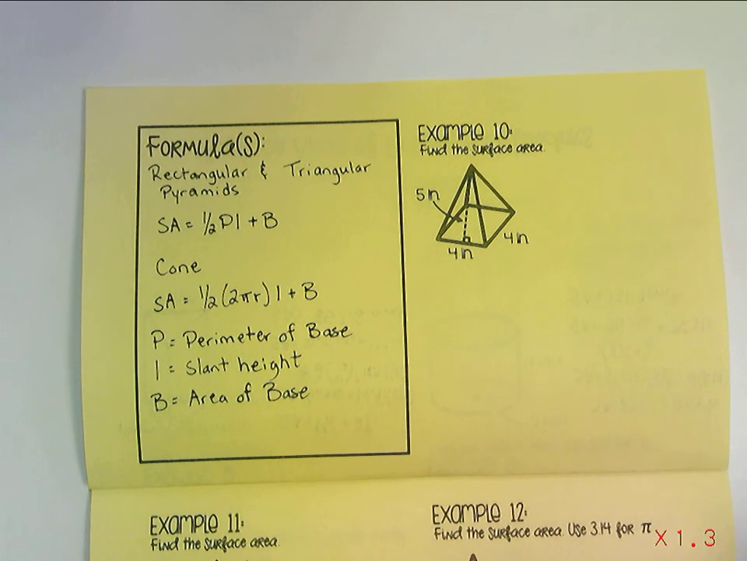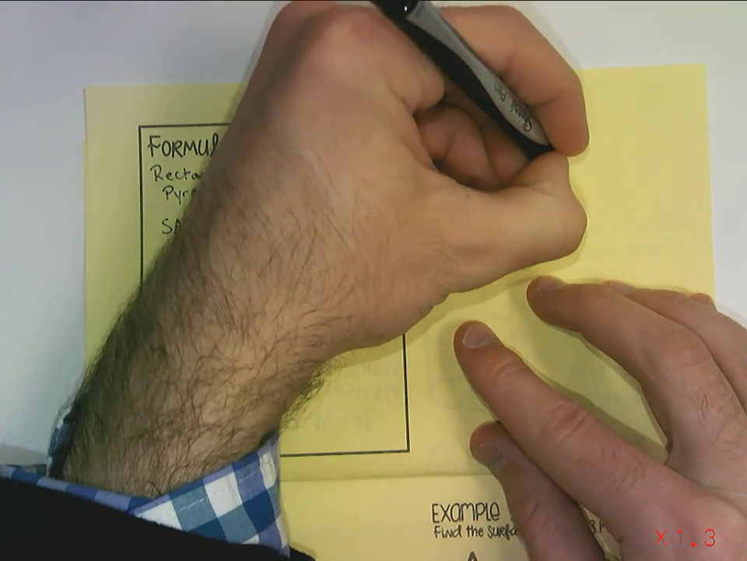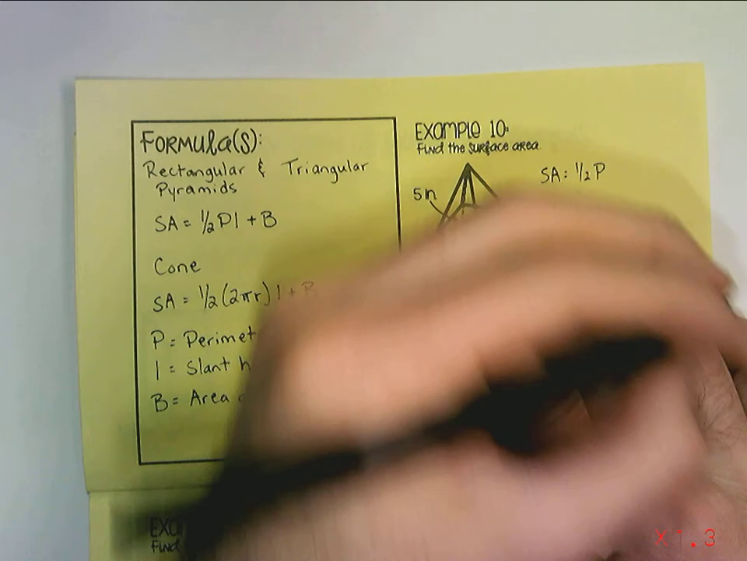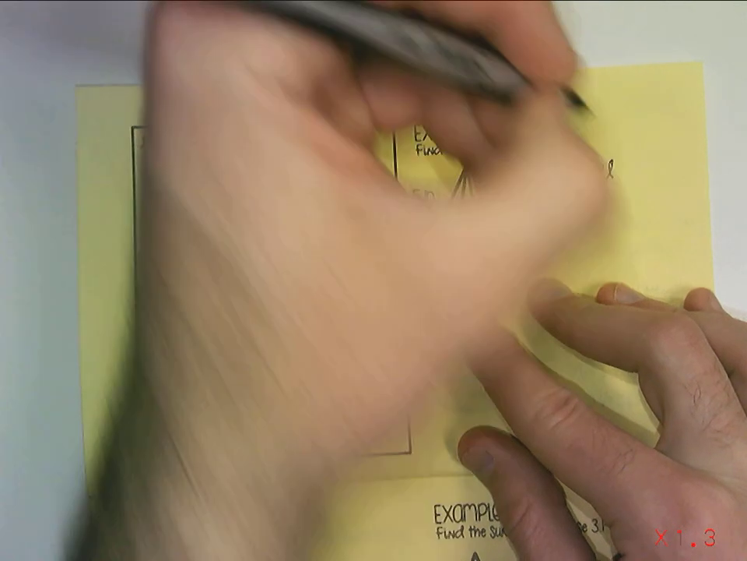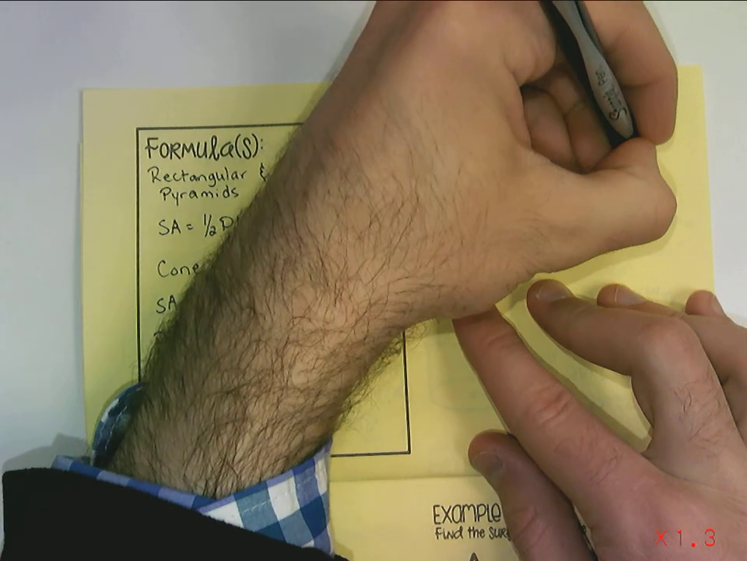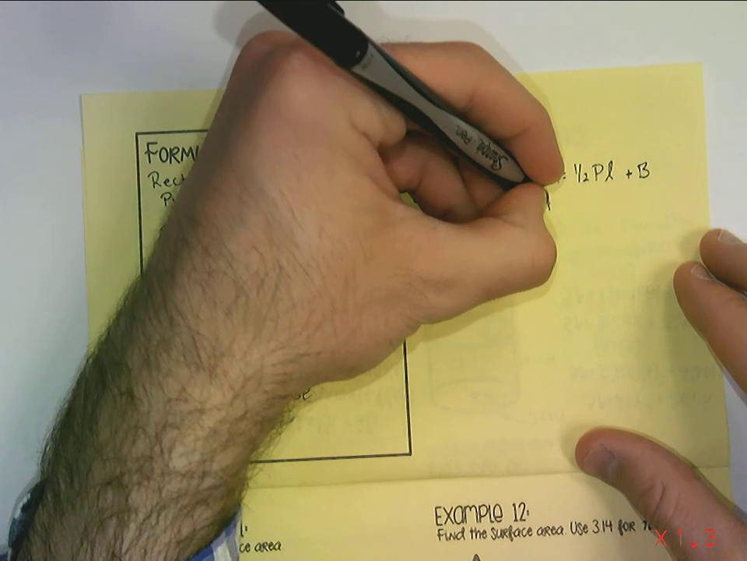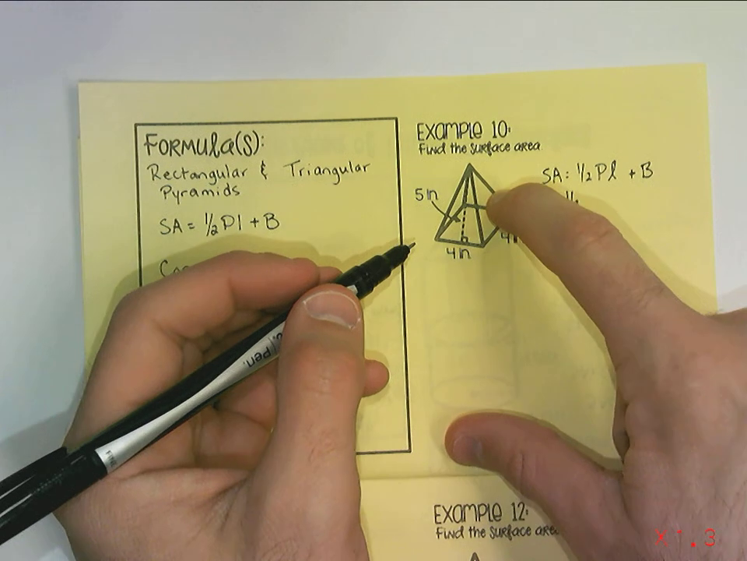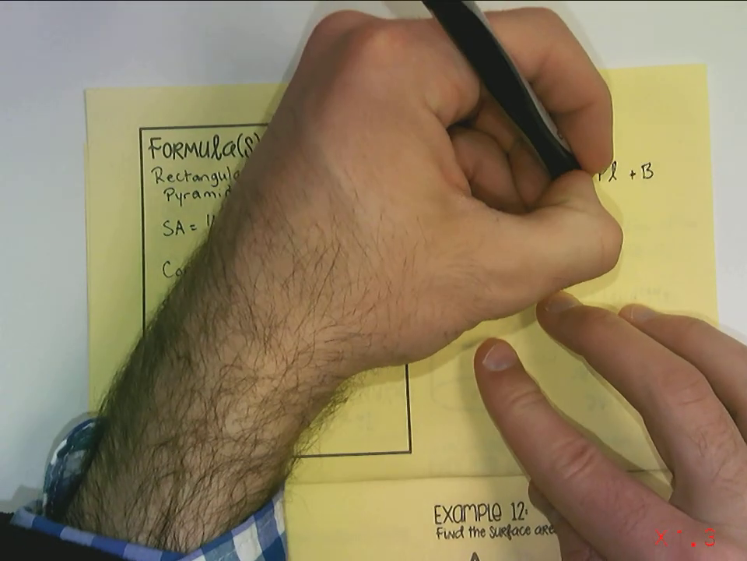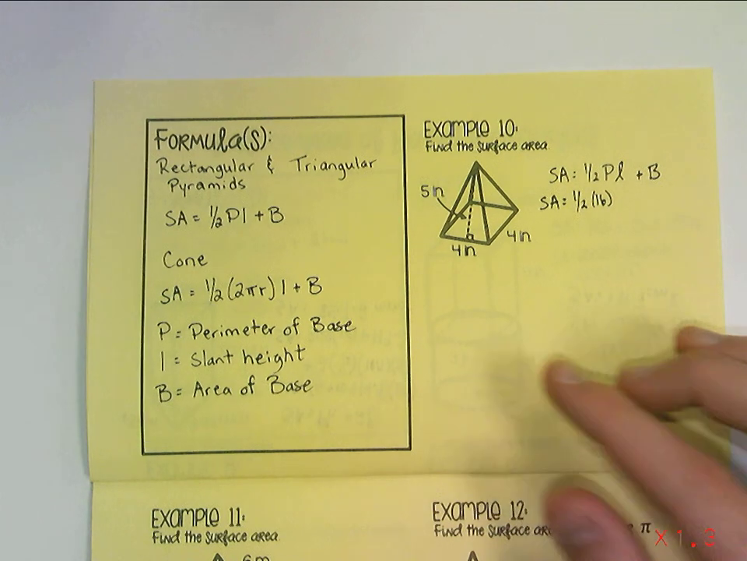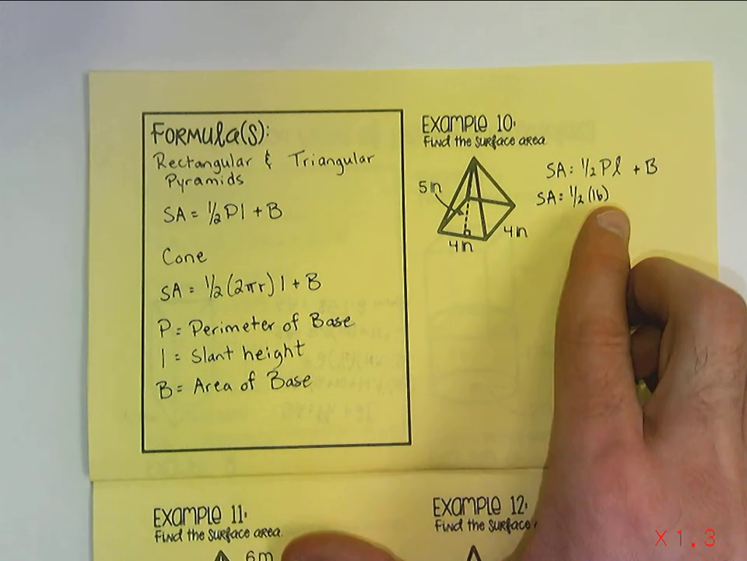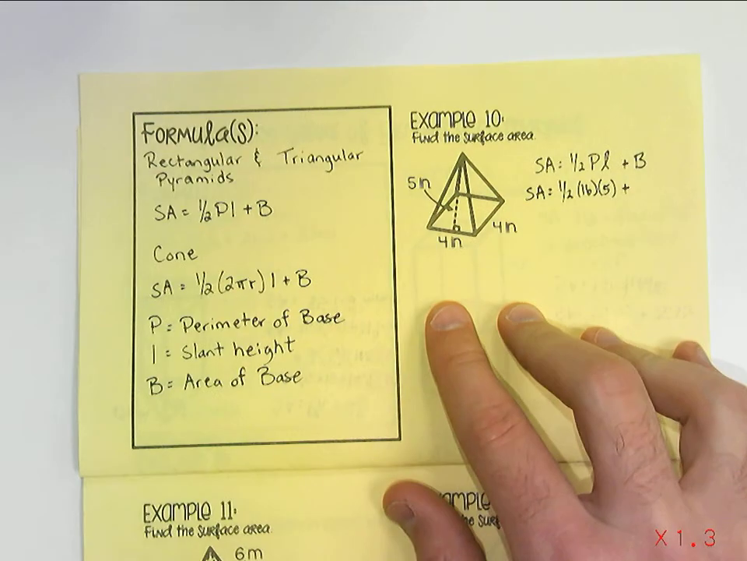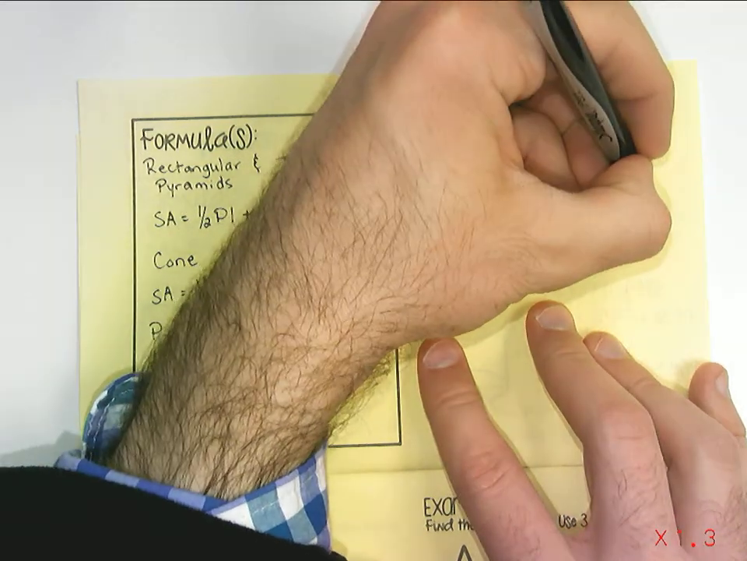So up here we have a pyramid, so we're using surface area equals 1/2 perimeter of the base times the slant height plus the area of the base. So let's fill everything in we need. So surface area equals 1/2. Perimeter would be 4 plus 4 plus 4 plus 4. So that's 16. I'm just going to fill that in. You could put 4 plus 4 plus 4 plus 4 in there, but I'm not going to. L is the slant height, so we know that that's 5. Plus the area of the base, which would be 4 times 4, which would be 16.